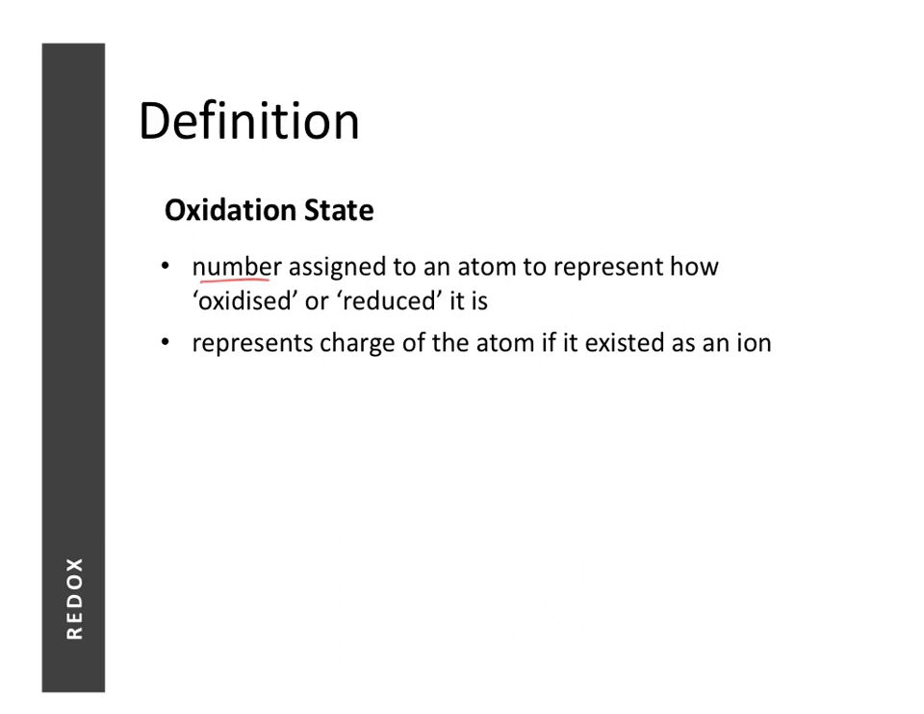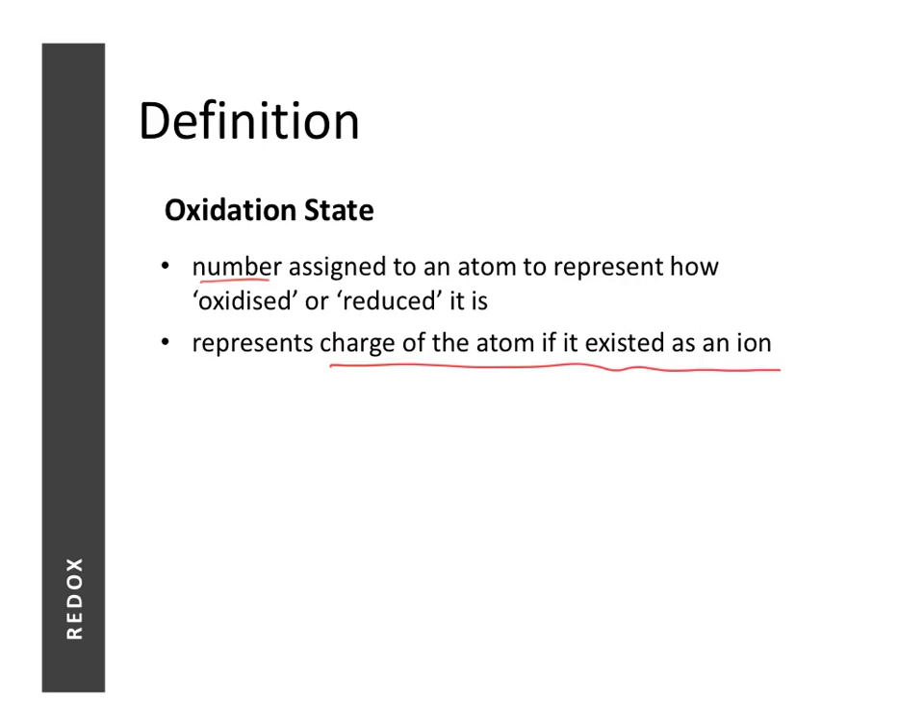The formal definition in the syllabus of oxidation state is that it represents the charge of the atom if it were to exist as an ion. Alright, but I find it more convenient to remember it as a number that tells you whether the atom is in a highly oxidized state or in a highly reduced state.